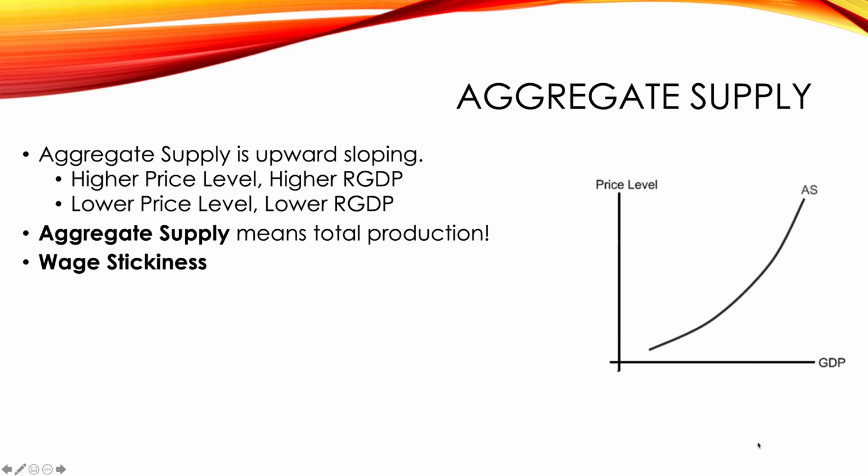Now, why does it slope upward? It all has to do with a concept called wage stickiness. By the way, this is not a term that I made up. This is like a formal economic term. So, wages, as I discussed in a video about inflation, are sticky in the short run, meaning that what people get paid for their labor isn't constantly adjusting based on the price level.